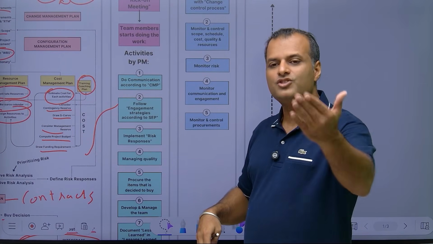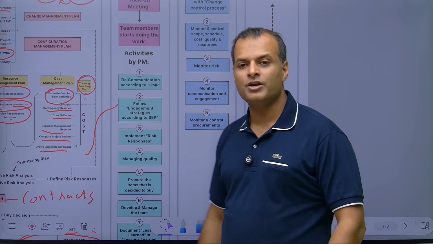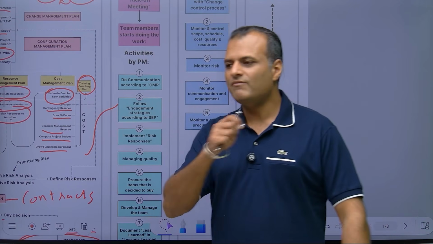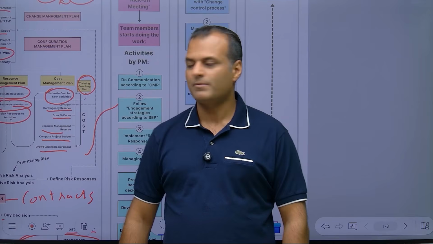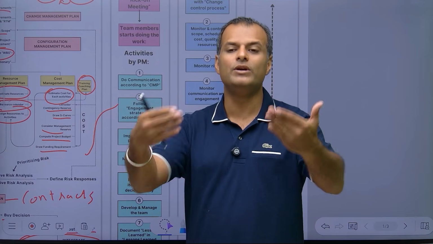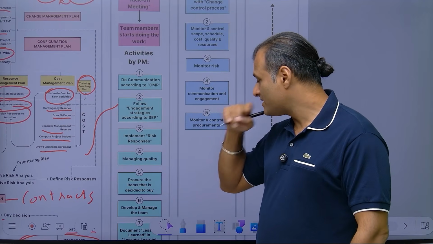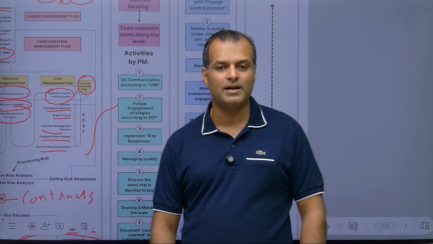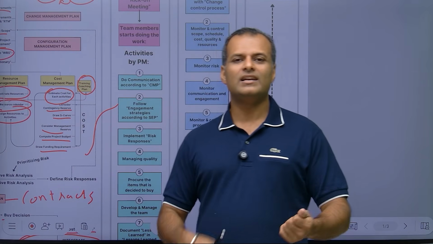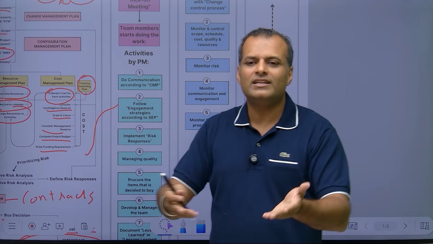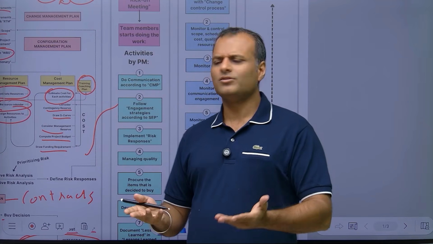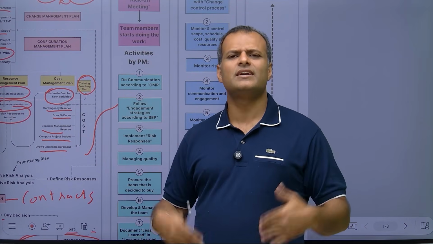Okay, what is the job of the PM? Do communication according to the communication management plan. Okay, month number 1 is done and we have completed the first floor of our apartment building. That's your communication, following my communication management plan. Then follow engagement strategies according to the stakeholder engagement plan. Sometimes I will get some food for my workers, sometimes I'll take people out to parties also, so that I'm engaging them constantly.